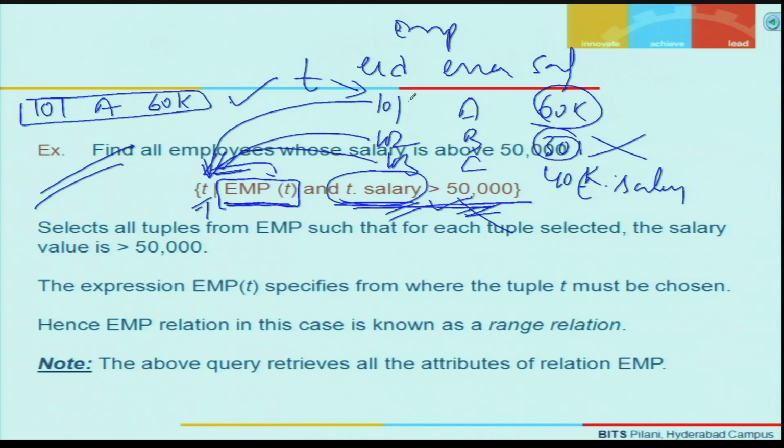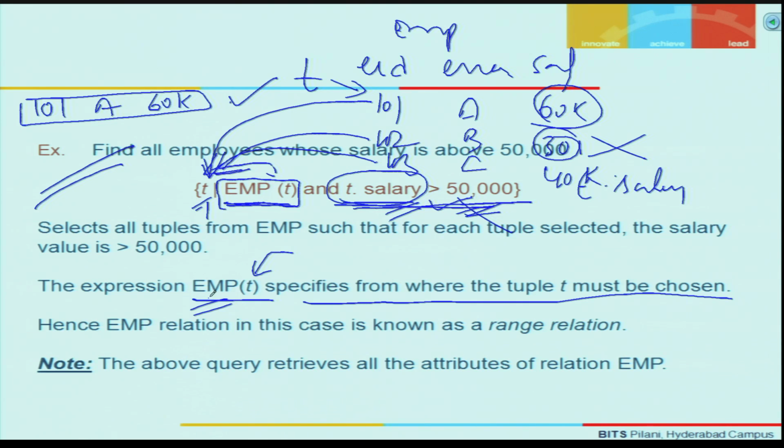It selects all the tuples from employee such that for each tuple selected the salary value is greater than 50,000. The expression EMP(T) specifies from where the tuple T must be chosen. I am binding this tuple T to the employee relation. That means the tuples of T range over the employee relation, hence the EMP relation in this case is called a ranging relation or range relation. The above query retrieves all attributes. In this specific case it is only a selection operation.